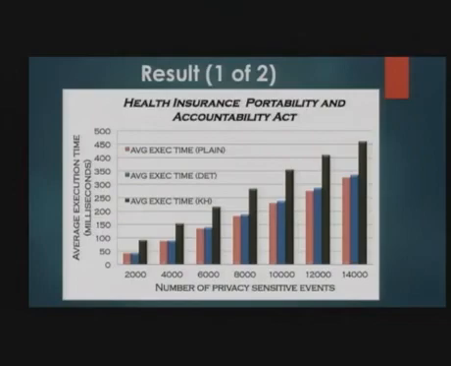Now let's see the HIPAA results. The x-axis is the number of privacy-sensitive events in the audit log, and the y-axis is the average execution time in milliseconds to check one privacy-sensitive event. As you can see, as the log grows, the average time grows. The maroon one is the execution time of the plain text algorithm, and the blue one is the deterministic version. Throughout, they are very close together, which means very low overhead. The black one is the KH version, which is more secure, but as you can see, has a very high overhead.